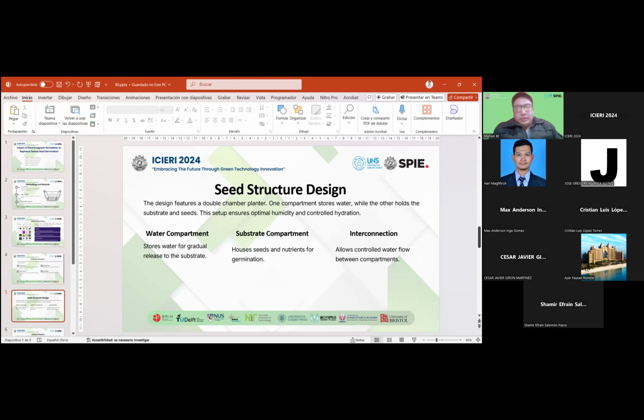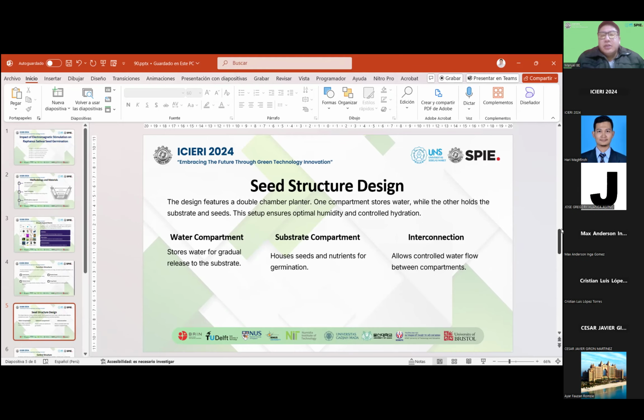Seed structure design. The design features a double chamber planter. One compartment stores water, while the other holds the substrate and seeds. This setup ensures optimal humidity and controlled irrigation. One, the water compartment stores water for gradual release to the substrate. Two, the substrate compartment houses seeds and nutrients for germination. Three, the interconnection allows controlled water flow between compartments.